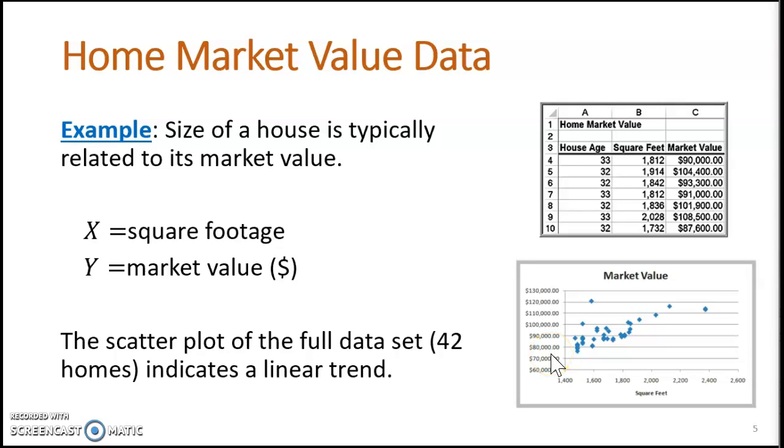Looking at this scatter plot of the full data set of 42 homes, it indicates to us that there is a linear trend, whereby we can see that a higher market value is generally associated with larger home size. Therefore, we can conclude that simple linear regression would be an appropriate technique for predicting market value based on the house size.